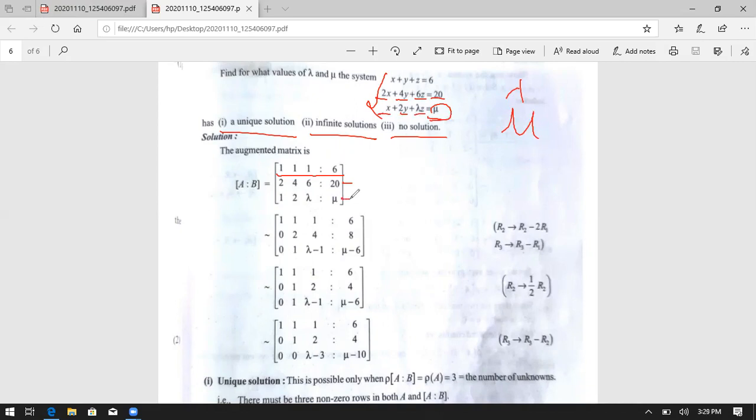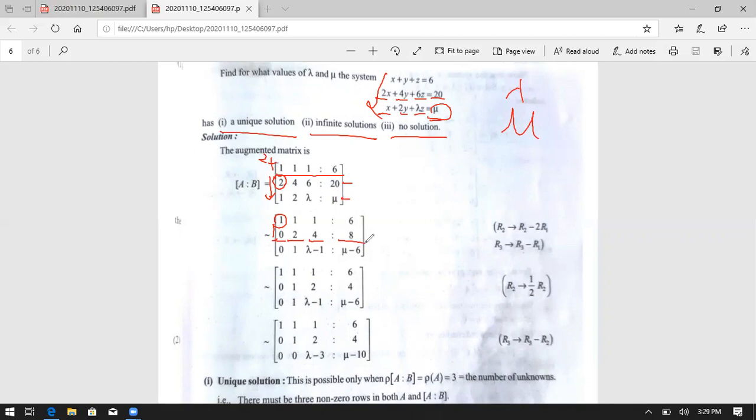Next step is row reducing to echelon form. First one is unity, that is correct. Next the elements below are 0. Here 2 and 1. R2 is equal to R2 minus 2R1. Let's multiply 2 to the first row. After that R2 equal to R2 minus 2R1. Then 2 minus 2 is 0. 4 minus 2 is 2. Next 6 minus 2 is 4. Next 20 minus 2 times 6, 2 times 6 is 12, then 20 minus 12 is 8. That is R2.